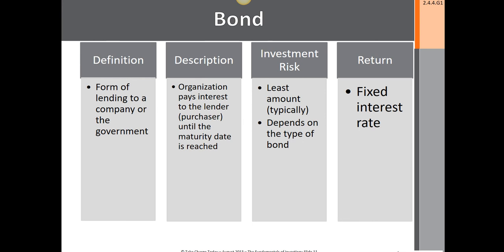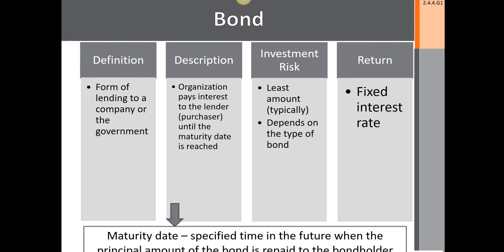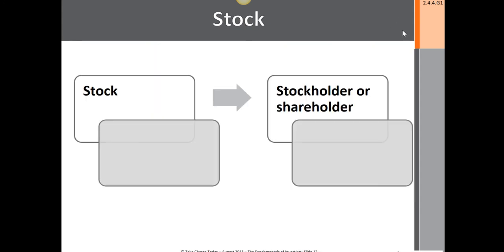Your investment risk is very low. You're not really going to lose money, although some bonds are more risky than others. The return is a fixed interest rate, so it may be 6% interest. You're going to get that 6% interest rate throughout the entire term. Maturity date, again, specified time in the future, when the principal amount of the bond is repaid to the bondholder. Okay, so that's whenever the end of the term is, that's when it is.